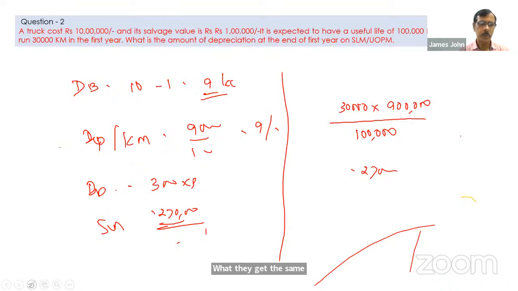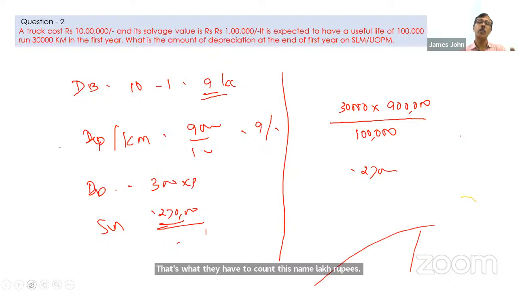Can you repeat, sir, once again? See, 10 lakh is the cost. 1 lakh is the salvage value. So the depreciable base is 9 lakhs. That much is clear. Next is the useful life. Here it is given in kilometers, not in years. That means once the truck runs 1 lakh kilometers, they will stop it. Then they will sell it for scrap. Therefore, they have to account this 9 lakh rupees when it runs 1 lakh kilometers.